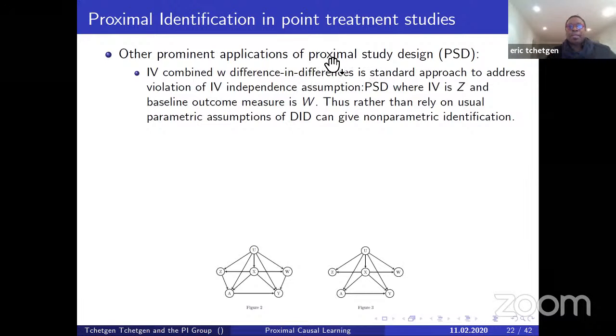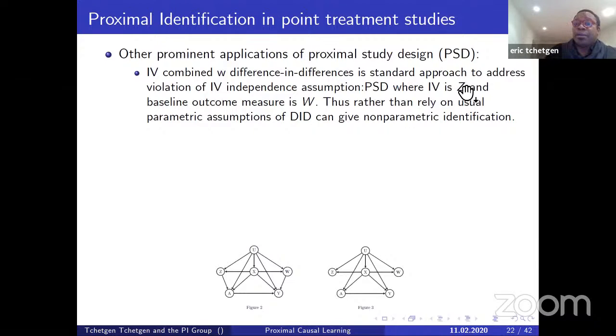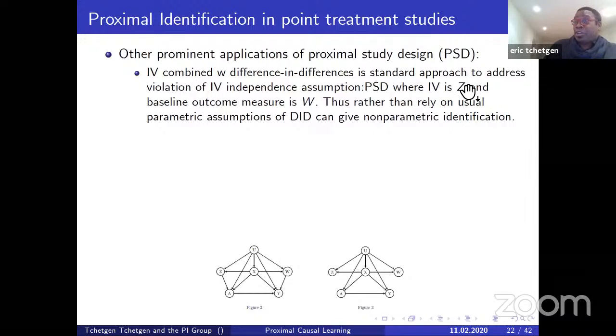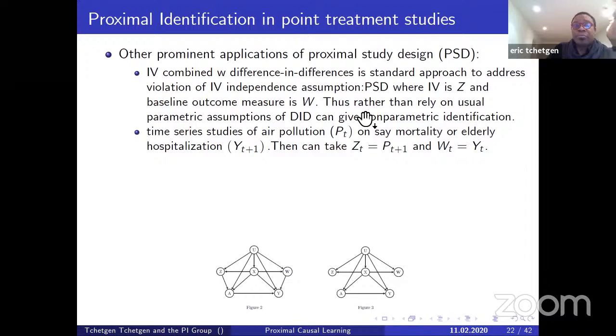Other prominent applications of the proximal study design, the PSD. IV combined with difference in differences is a standard approach to address violation of the IV independence assumption. So what the proximal study design will tell you to do is to use the IV as Z. An IV is actually a valid proxy for Z, and an invalid IV, one that is confounded, is also a valid proxy. And the baseline outcome measure is W in this case, as I mentioned earlier. Thus, rather than relying on the usual parametric assumptions of difference in differences, one can actually get non-parametric identification from PSD using this framework.